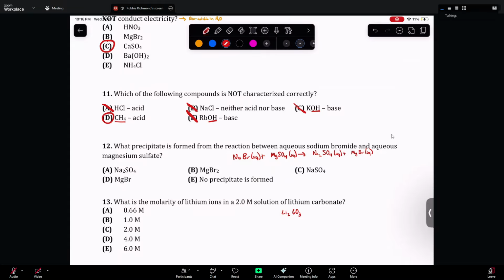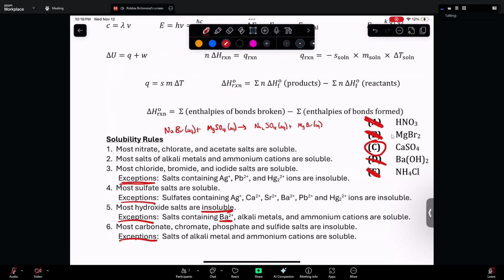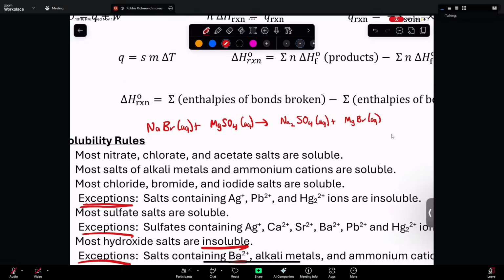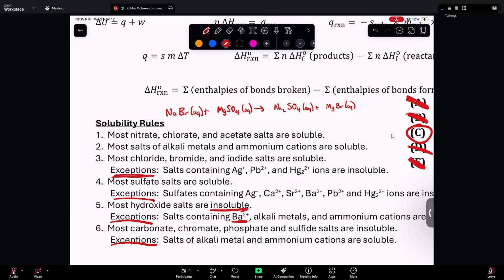Alrighty. Number 12, what precipitate is formed from the reaction between aqueous sodium bromide and aqueous sodium magnesium sulfate? Basically, a precipitate is something that's not going to be soluble. So let's see if there's anything soluble within our solubility rules. I've written out the formula here. You don't really have to balance it for the purposes of this question. So let's just dive into the solubility rules. Alrighty, most chloride, bromide, and iodide salts are soluble for rule number 3, with the exception of silver, lead, and mercury. So this one's going to be soluble.